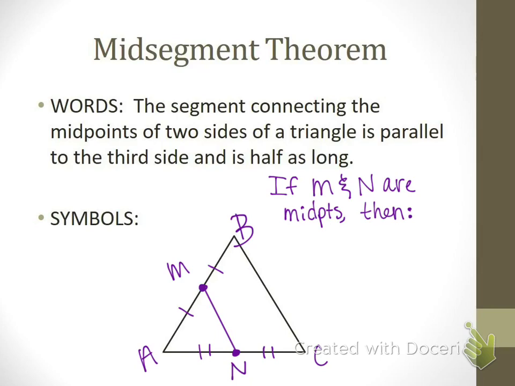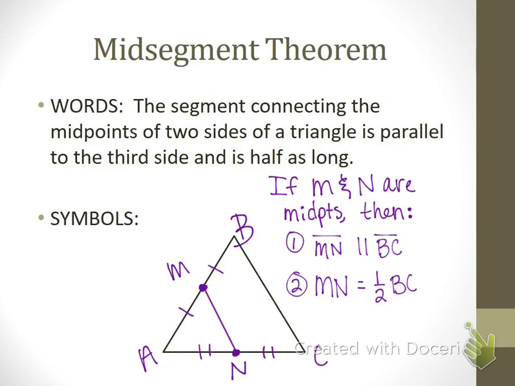So if M and N are midpoints, which I marked them to be, then we know a couple things. The first thing we know is that that mid-segment, MN, is parallel to which other segment? BC. Okay, it's parallel to the one that it doesn't touch. The other thing we know from this theorem is that the length of MN is half as long as that same other segment, BC.